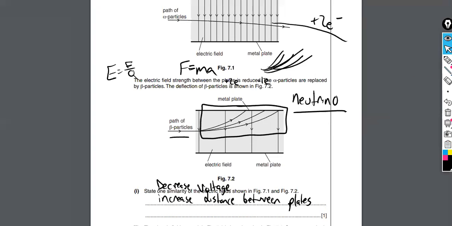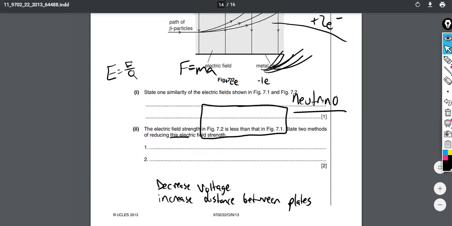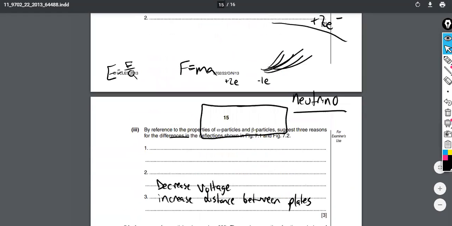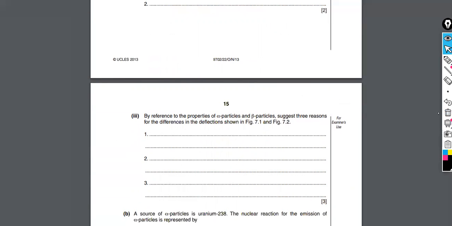And so any of those things you put into your own words, if you want at least 3 of them. Once again, think about what the differences in the deflections are. And then you have to say, why are there those differences? What are the reasons for it? And you have to reference what these particles are. The properties of the particles, once again, are that the alpha particles are more massive.